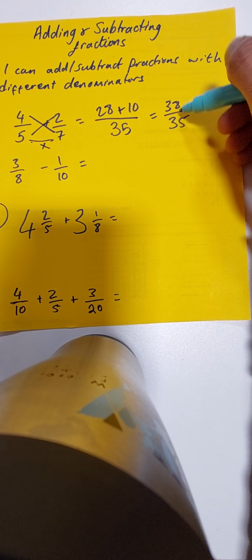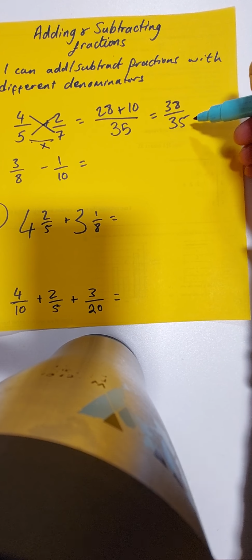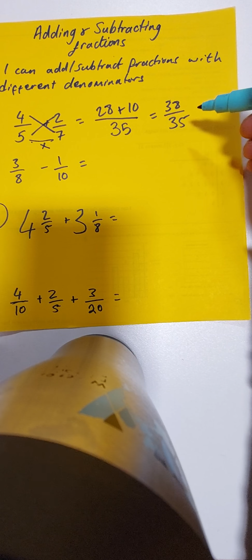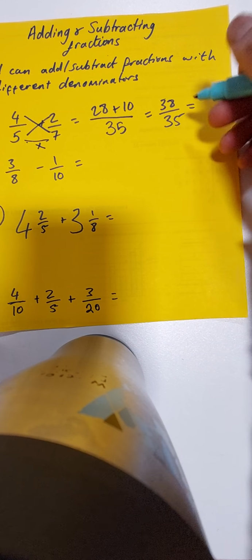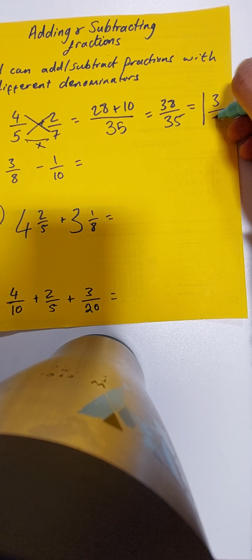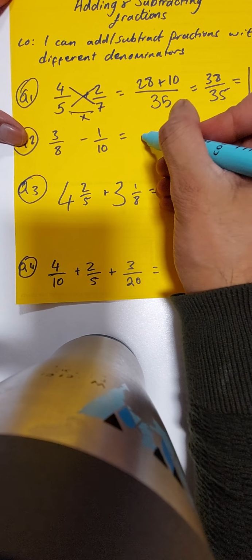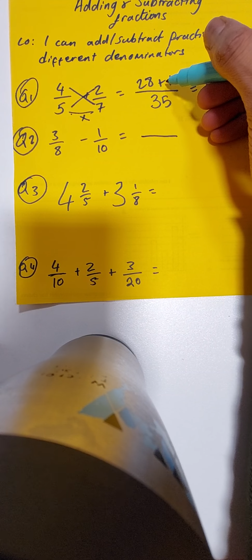So as you can see, this is an improper fraction. You can watch my last video on mixed numbers and improper fractions to learn about that. So how many times does 35 go into 38? 1, remainder 3, denominator stays the same. Okay, next one, same process, but instead of this add, we're going to put take away.